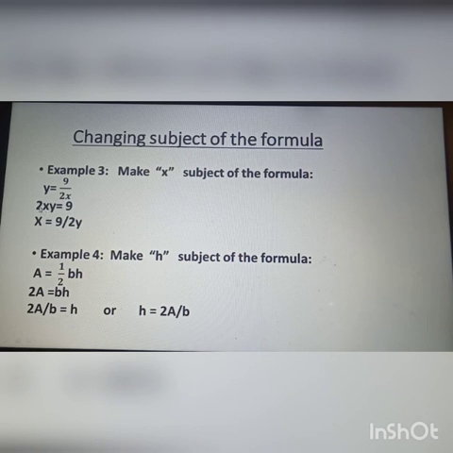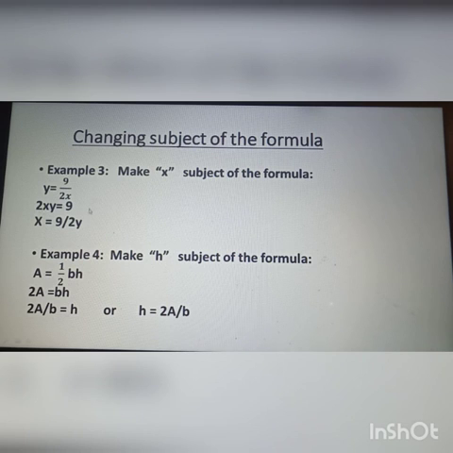Here you can see 2 and y are being multiplied with x. As you see, there is no sign in between. It means it's a product. So 2 and y are being multiplied here. While taking them to the other hand side, they will be divided on the other side. These rules are called inverse operations.